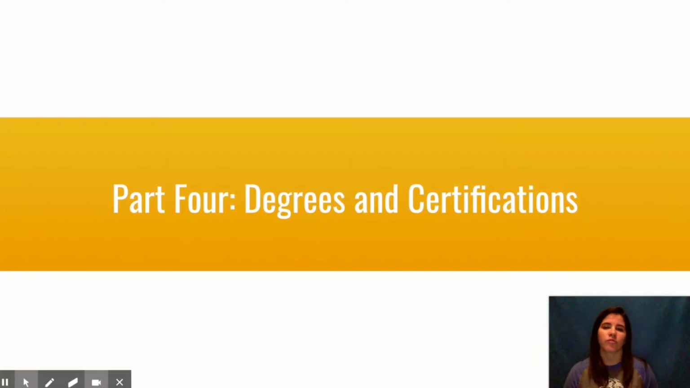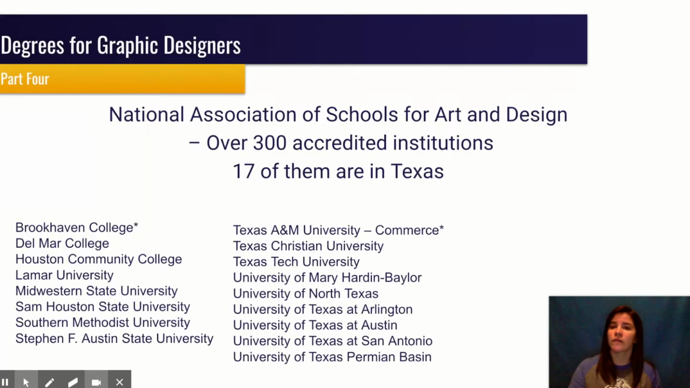So now we're at part 4 of this lesson, degrees and certifications. The main difference between those two is that degrees offer somebody a full in-depth knowledge of their field, and a certificate really just focuses on maybe one particular skill for the certification. So, moving on, degrees. The National Association of Schools of Art and Design have over 300 accredited universities, and 17 of those universities or colleges are in Texas. You can see I put a list right there on the screen.